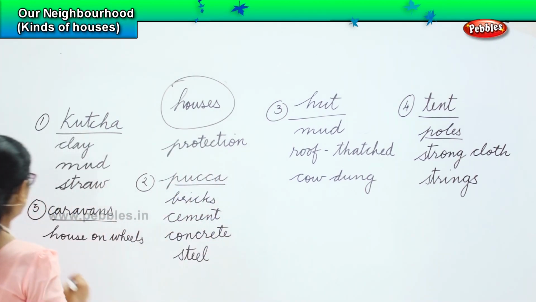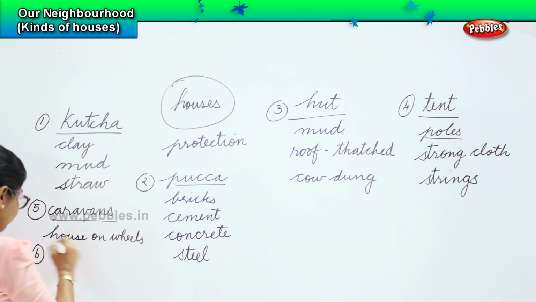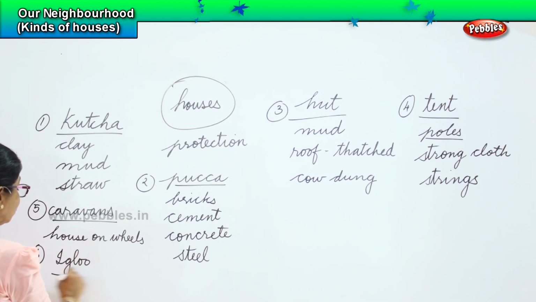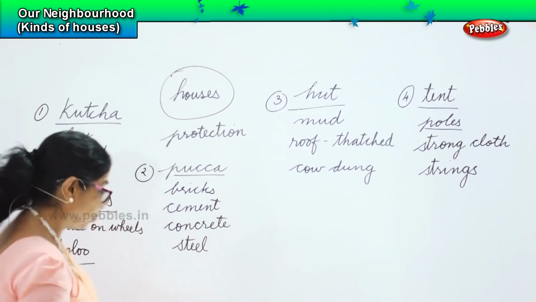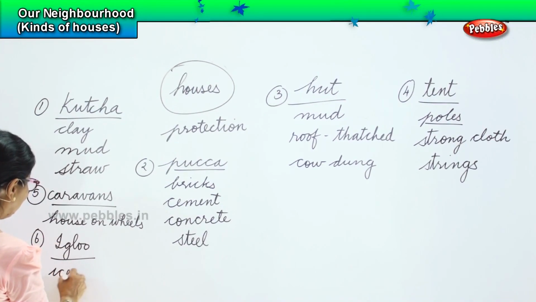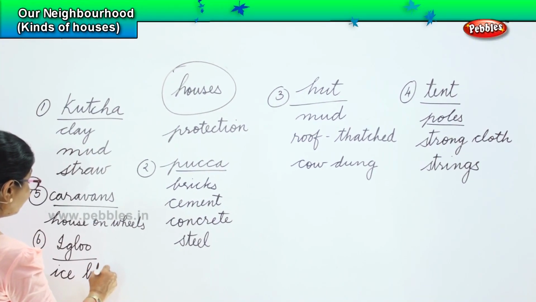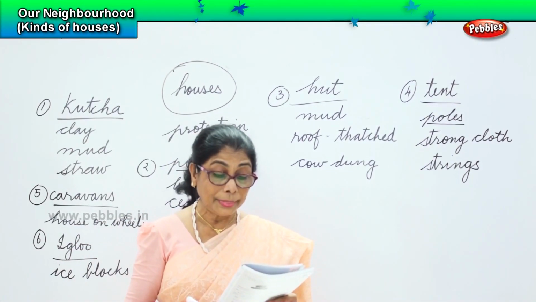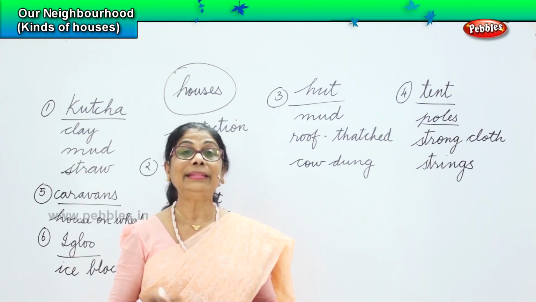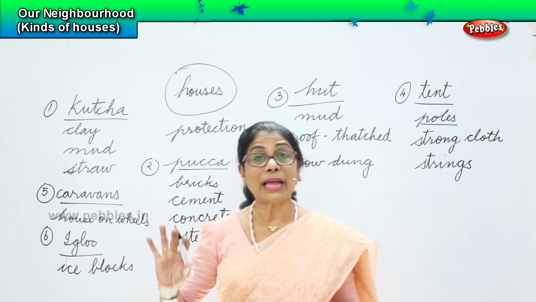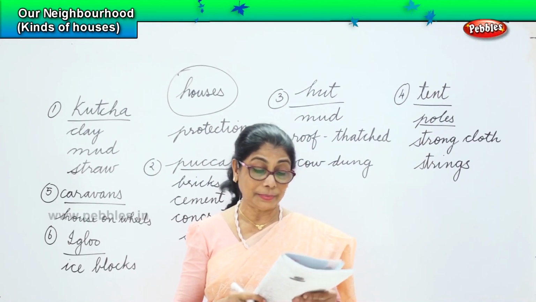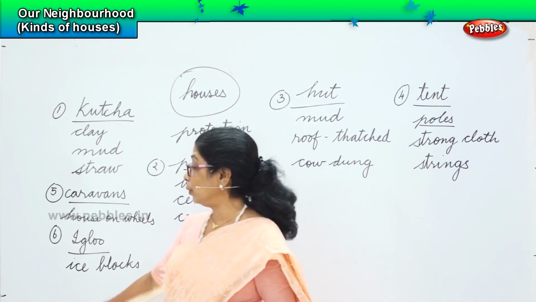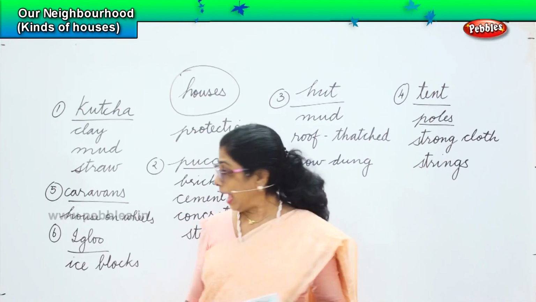Now, the next one, the sixth one. Who lives in an igloo? An igloo is also a house. It's made of ice blocks. In Iceland and Greenland, the people in this region build houses with ice blocks and live inside. Now, Eskimos, most of the time, live in igloo houses.